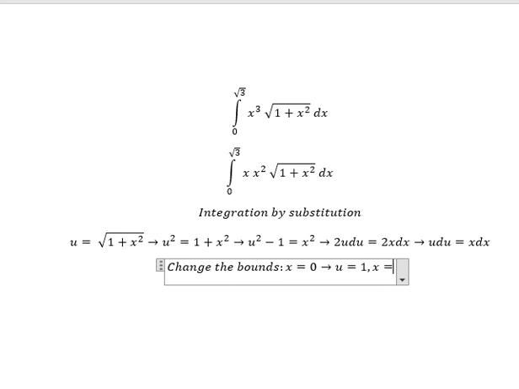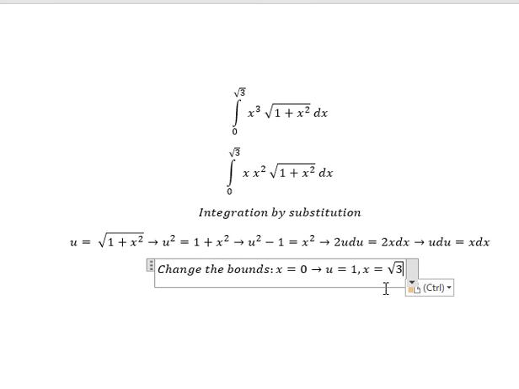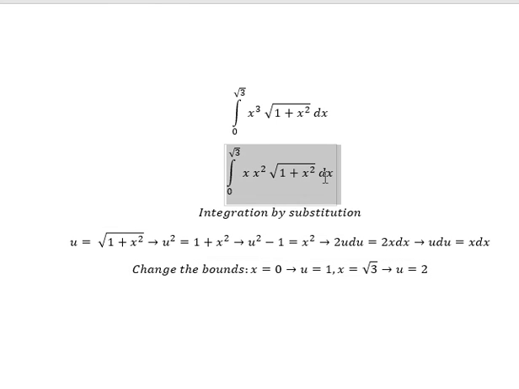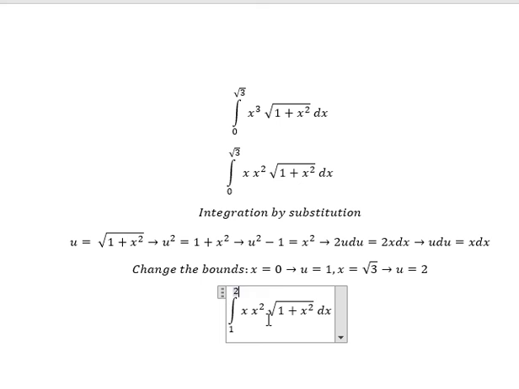When x equals to the square root of number 3, so I will put this one in here. 1 plus 3 under the square root. You have number 2. This one we have number 1. The square root of number 3 we have number 2.